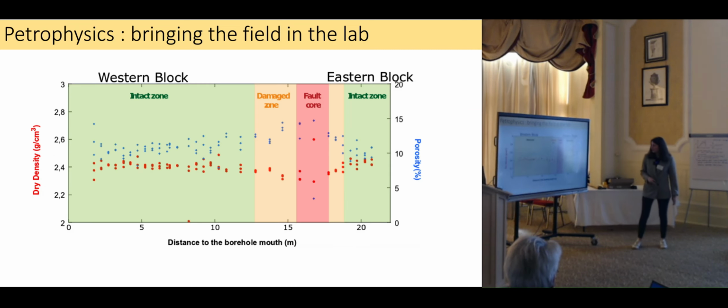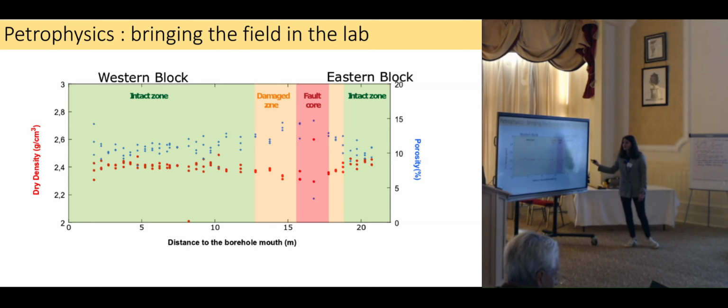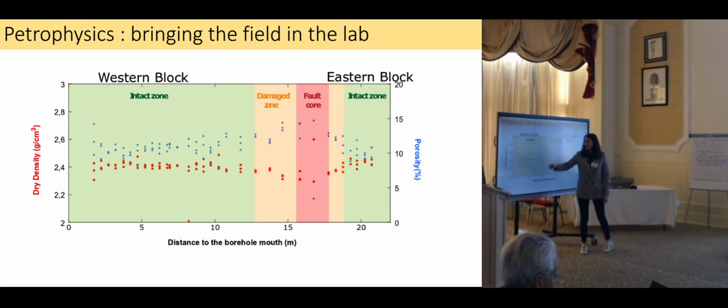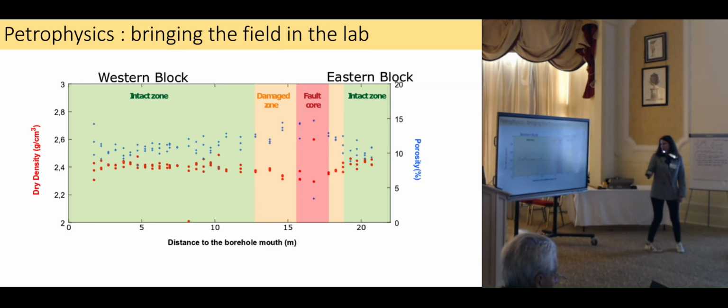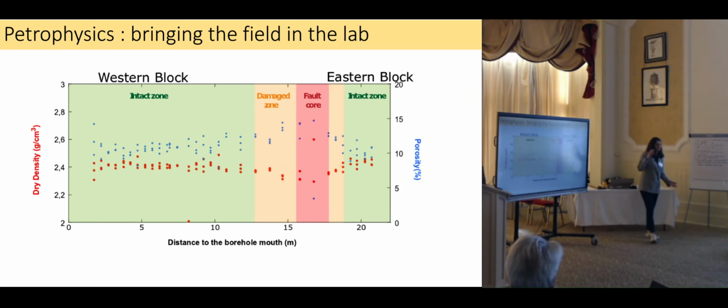So the first measurements that we've been doing are measuring the porosity, denoted in blue, and measuring the dry density of the sample. I put on the back of the figure the zoning that we've been putting just by looking at the cores, and then I just put the measurements that we've done.